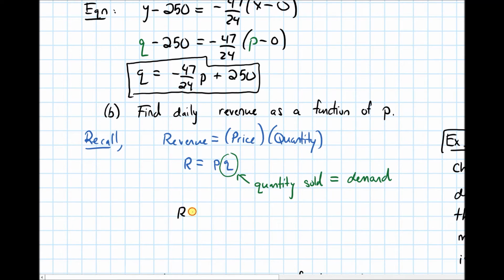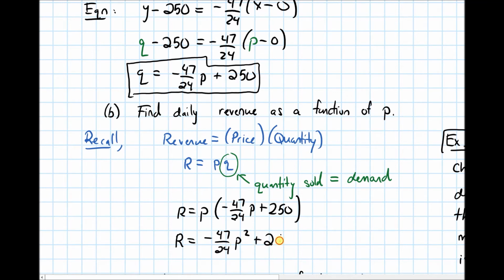So we get R equals P times, and our formula from the previous part was negative 47 over 24 times P plus 250. And now to simplify this a little bit, I'm going to go ahead and distribute in the P, and we get negative 47 over 24 P squared plus 250P. So we end up with that. Now that's revenue, and now we have it completely in terms of P. So I'm going to stop here.